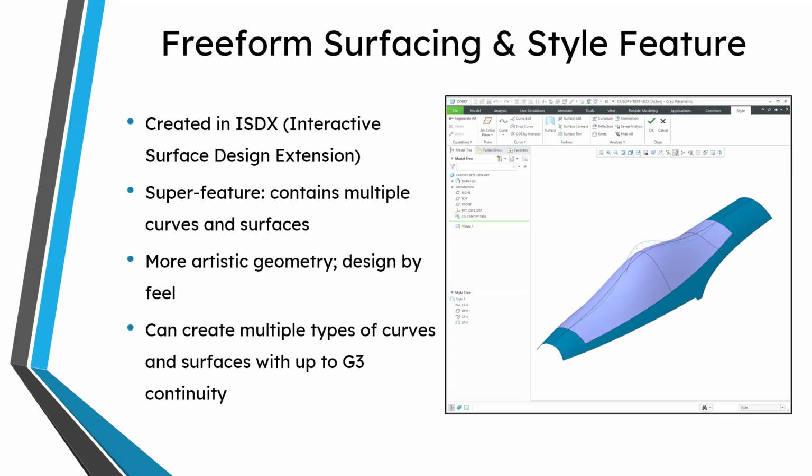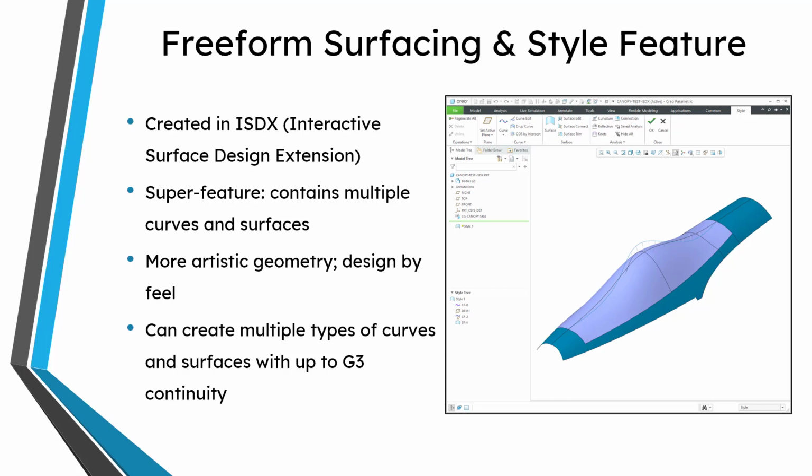The second kind of paradigm for surfacing that you have in Creo Parametric is called freeform surfacing. And this is through the style feature in the interface. The style feature uses a module called ISDX, which stands for the Interactive Surface Design Extension. And the style feature is referred to as a super feature because it can contain multiple different curves and surfaces.